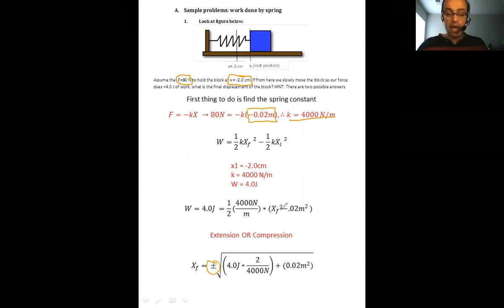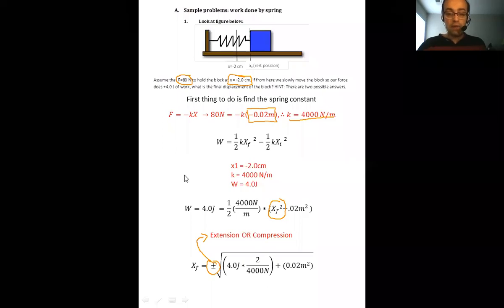So we rearrange to get xf squared by itself. We do that rearrangement, we take a square root, and we remember that this plus or minus, when taking the square root, is important because we're looking at possibly extension or compression. And if you go ahead and solve this, you should wind up with the final position either being x equals 5 centimeters or x equals negative 5 centimeters.